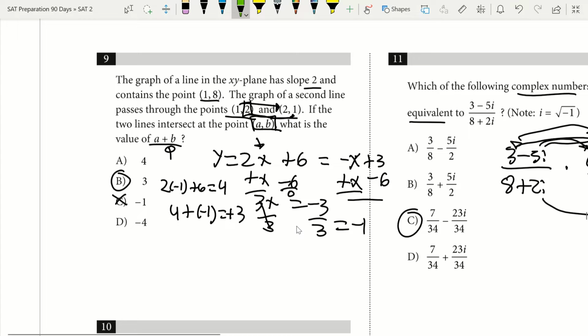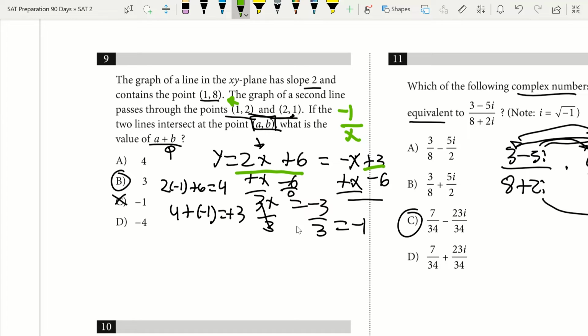Number 9, I've got a graph with a slope of 2. It's got points 1 and 8, which means its equation is going to be 2x plus 6 because if I subtract 2 from 8, I get that 6. I know my other equation. I see here I go from 1 to 2. That's an increase of 1 in my run. I see I rise -1, so I'm going to have negative x be my slope there. I see if I go back from 1, I got to go up by 1. That gives me plus 3.